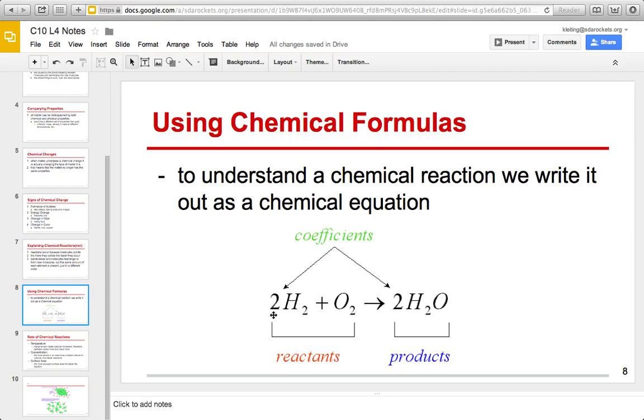The last thing, these 2's out front, just like in math, if we have 2x, it's called a coefficient. Here we have 2H2O, so that means we have 2 H2O molecules.